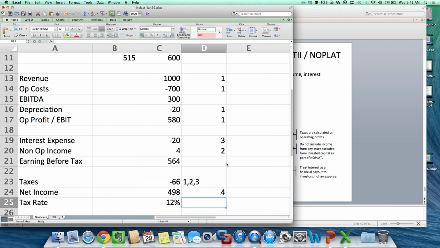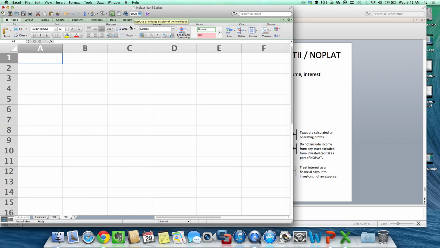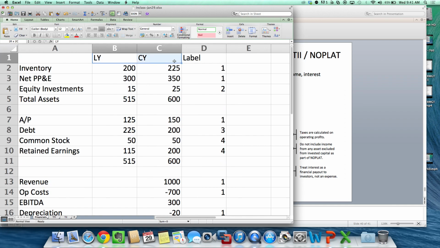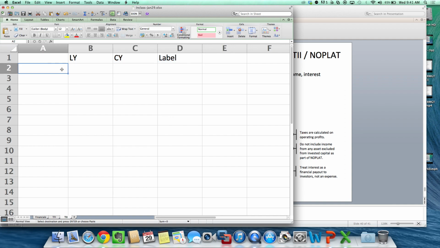Okay. All right, so now I want to arrange my TII. So I'm going to create a new tab. I'm going to call it TII. Just so it's easy to copy and paste, I'm going to copy and paste the years. So even though this is the current year, I'm leaving in that space just so I can quickly copy and paste from the previous tab. All right, so my first item is I need to calculate my NOPLAT.